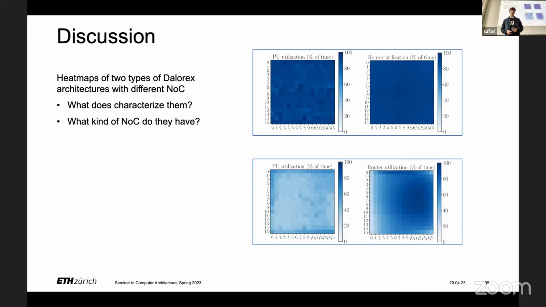So moving on, here there are some heat maps of two types of Dalorex architectures with different network on chips. I'm going to ask you simply what characterizes them and what kind of network on chip they might have, in your opinion. Do you have any idea? Is there something on Zoom, maybe?